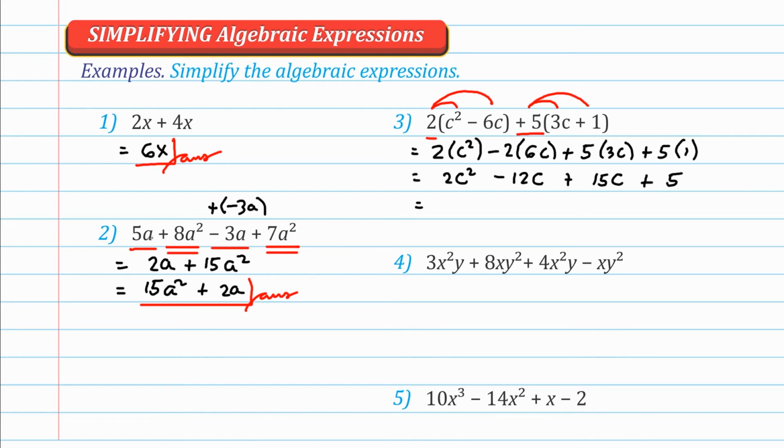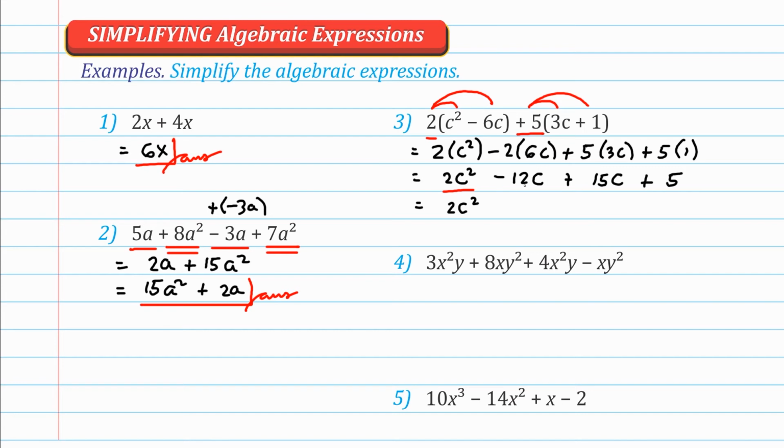Now, just like what we did earlier in example number 2, ang gagawin ko is, titingnan ko kung merong mga like terms that we can combine kaagad. So, looking at this one, c squared. Meron bang similar term si c squared? Wala na. Therefore, we simply write 2c squared. Wala nang pwedeng i-combine sa kanya.